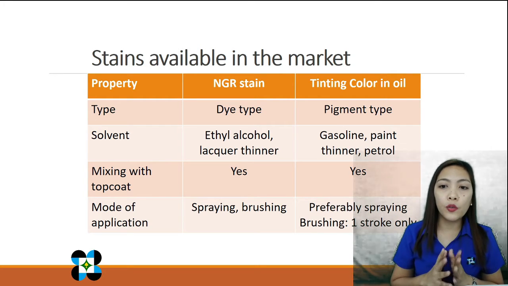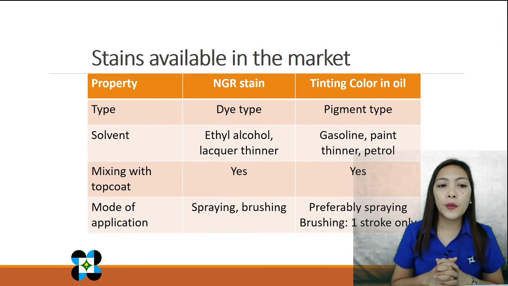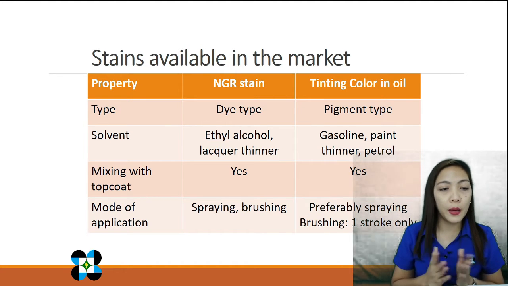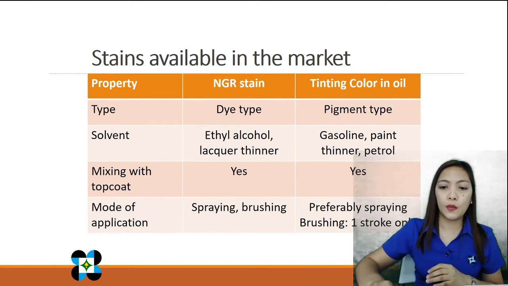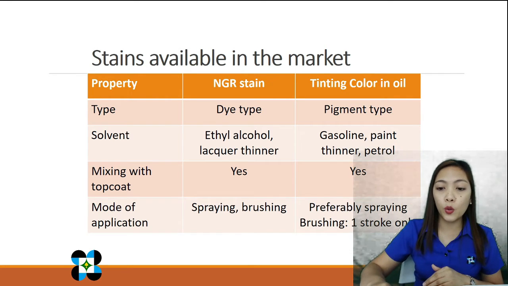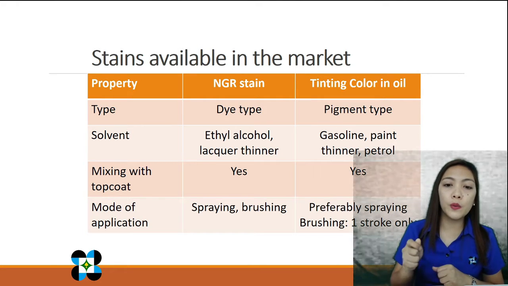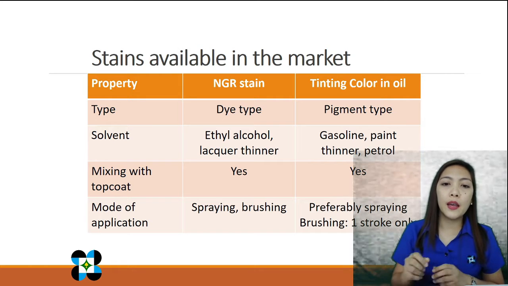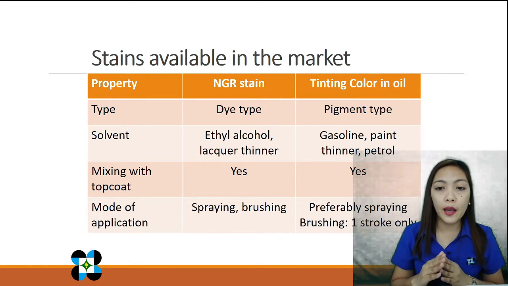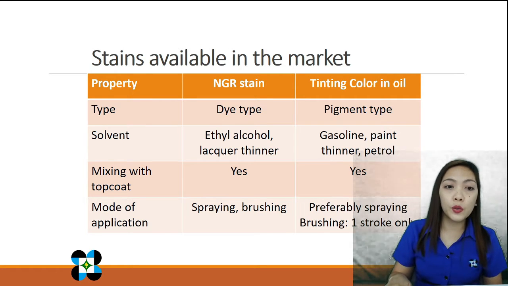While the tinting color in oil or yung mga wood stain na oil type, it can be dissolved by mineral spirits such as gasoline, paint thinner, and petrol. And it can also be mixed with top coat. And the mode of application is preferably spraying kapag ready to apply, or brushing. Now, basically, the secret sa pag-stain is that you brush it first, and then patutuyuin mo ng bahagya, and then ida-dry spray. So that will be shown in the level 2 ng training.